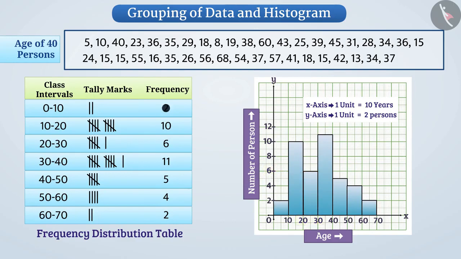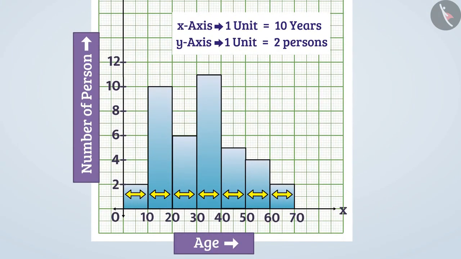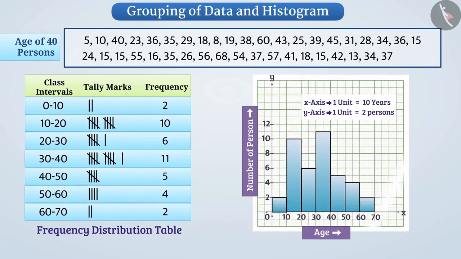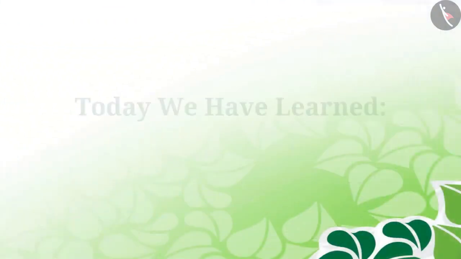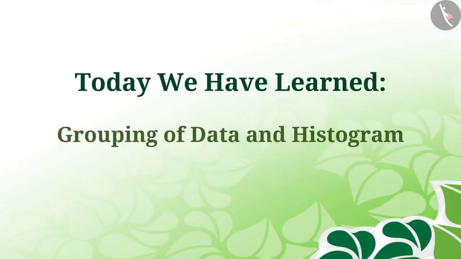The bars drawn to show frequency have the same width, and the two adjacent bars have no space or distance between them. This type of representation of data is called a histogram. We will understand it better with some examples in the next video. So today we have learned grouping of data and histogram. In the next video, we will see some interesting examples related to them.